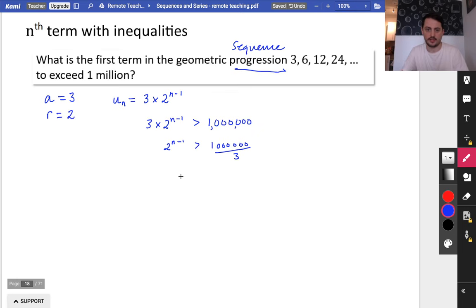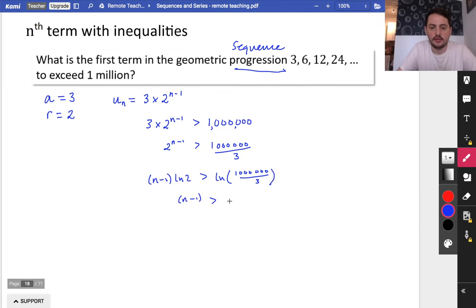Okay, so if I take a log of this side, I'm going to use ln. I love using ln, I'm always going to use ln. So I'm going to pull the power down, so I get n minus 1 ln 2 and ln of 1 million over 3. So n minus 1 has got to be greater than ln of 1 million over 3 divided by ln 2. You know you can't simplify this.